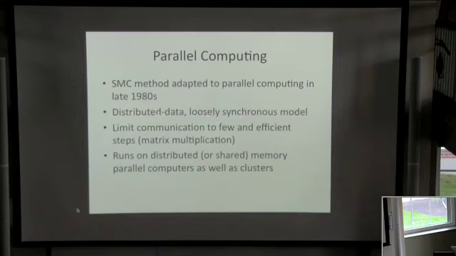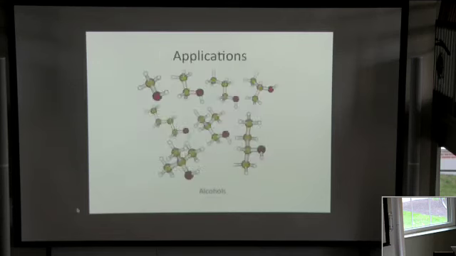So if you have these methods that have very high parallel efficiency, you can anticipate you could achieve really significant speedup. When you design this program, we recognize that you have to limit communication between processes to few and efficient steps. And we were able to set it up to be matrix multiplication. Presently, this code runs on either distributed memory or shared memory parallel computers, as well as clusters. So basically, we had a tool that could evolve as the architecture of these machines evolved.